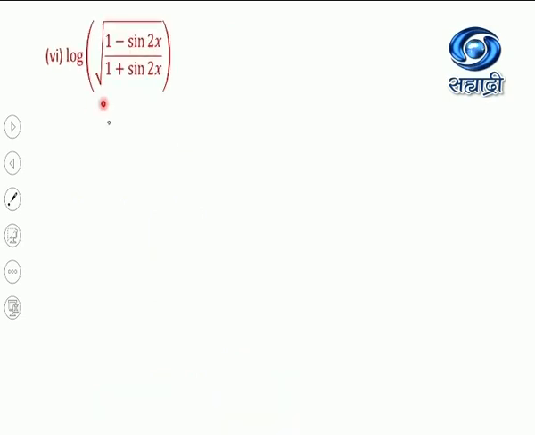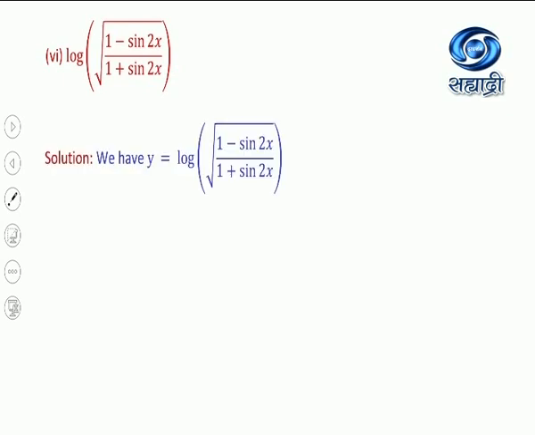Now to see our next example, log of under root 1 minus sin 2x upon 1 plus sin 2x. Here we denote the given function by y. So you write, we have y equal to log of bracket. But you know that 1 plus or minus sin 2x can be written in this way. What is this? This is the value of 1. If x is any angle, then cos square x plus sin square x is 1. So instead of 1, you write this bracket.